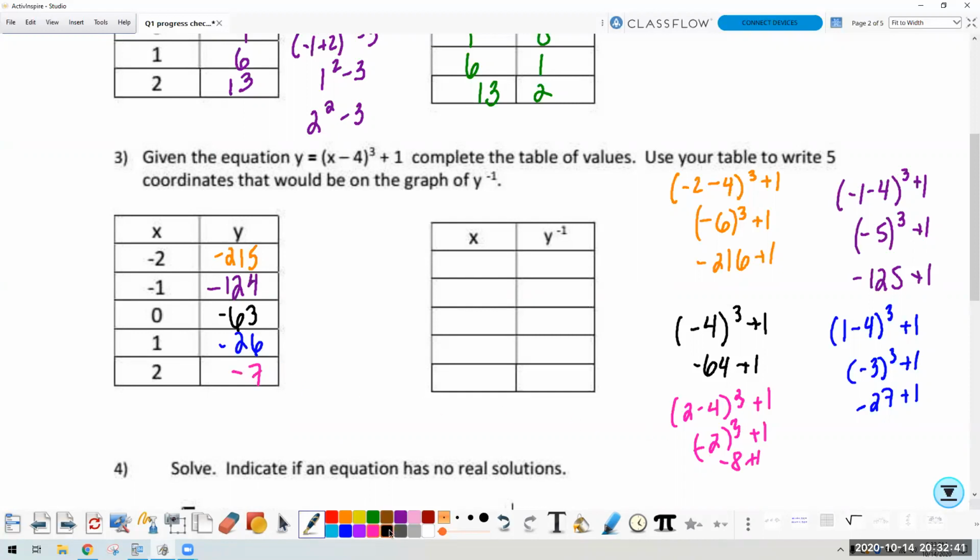So for my inverse coordinates, same as the problem before, reflection over the line y equals x makes my y's become x's and my x's become y's.